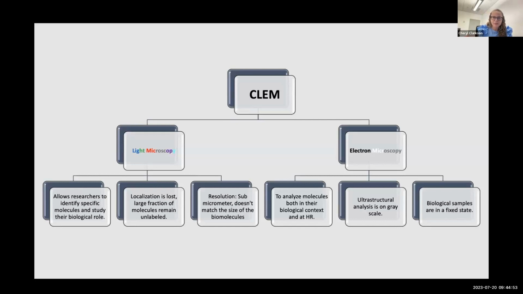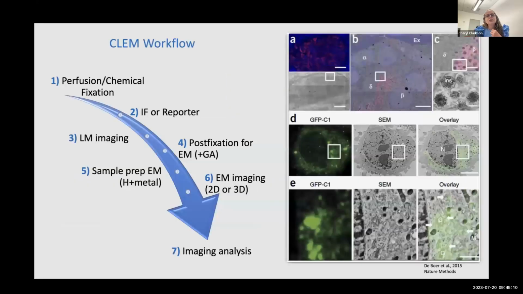This is awesome because you can combine the positive aspects of both modalities, but you are also adding a lot of little steps to the sample preparation protocol, and that's what I want to highlight today, okay? I'm going to show what we are using here in the center as a regular protocol.